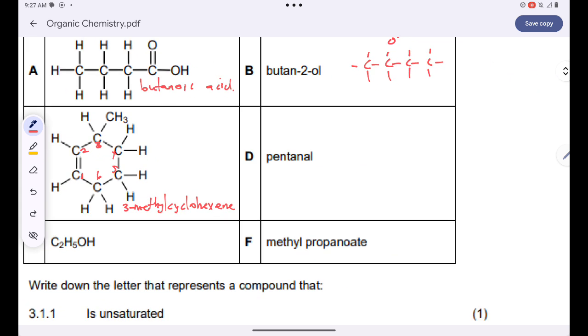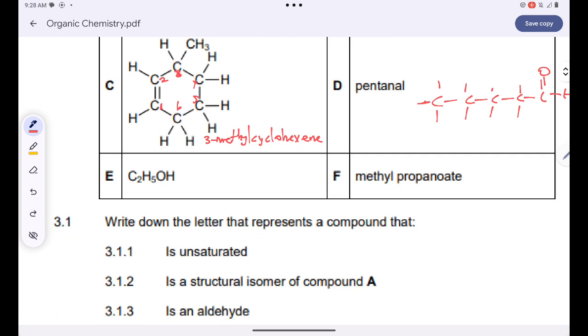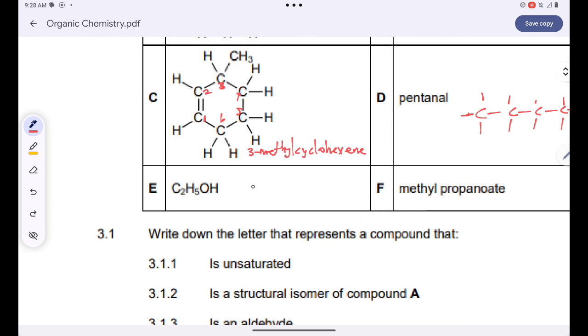Okay, let's go to compound D. Compound D is pentanal. I'm dealing with an aldehyde because the suffix is al. The prefix is pentan, which means my parent chain should have 5 carbons, and on the terminal carbon I should have my double bond O with an H, just to show that I'm dealing with an aldehyde. And then compound E is an alcohol that has 2 carbons and 5 hydrogen atoms with an OH.